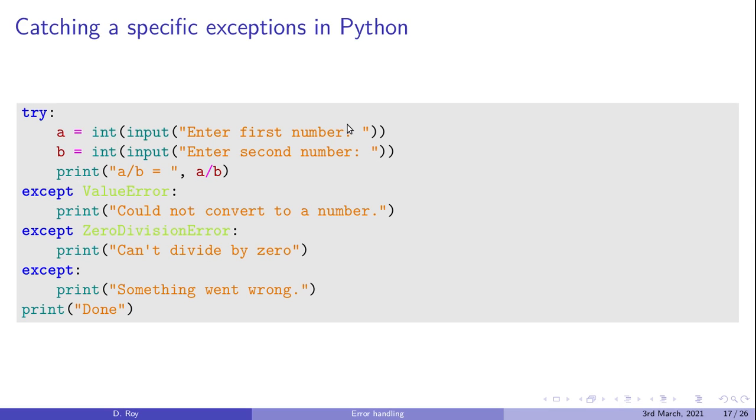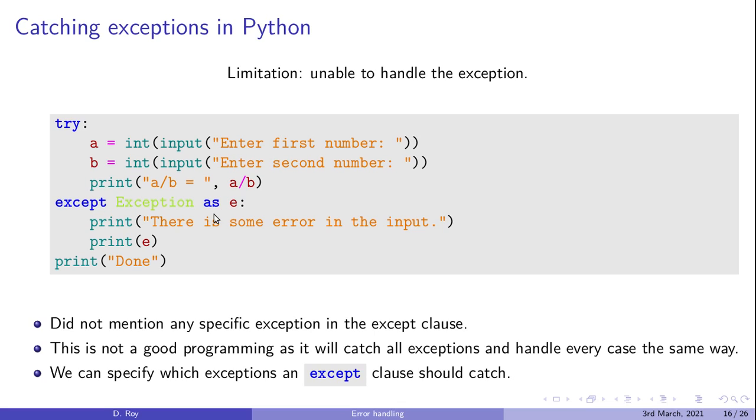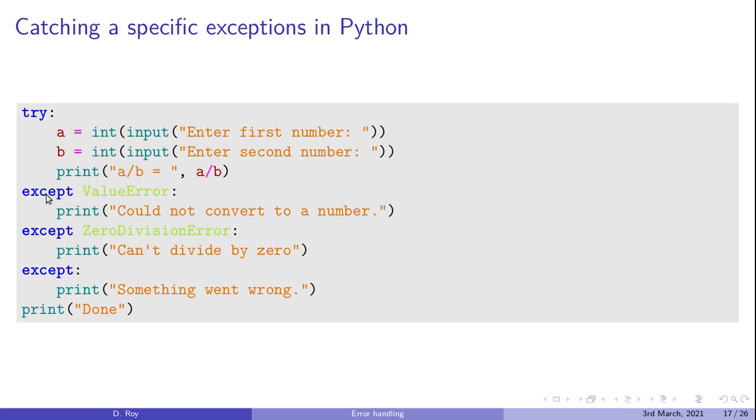Here I have written the same code, but instead of writing this except Exception as e or only the exception, I have specified 3 separate except blocks. Here this except block will be catching the exceptional cases where there is a value error. This except block will be catching the exceptional cases where there is a zero division error, and all other types of exceptions that may arise from this try block will be caught in this except block statement.